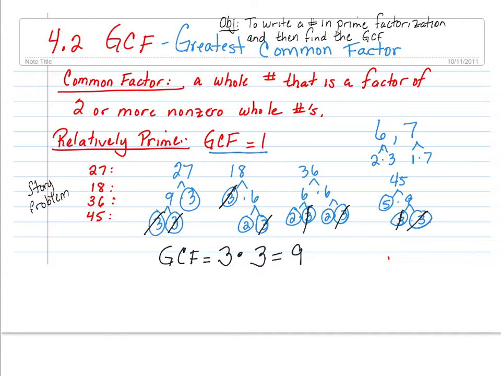Take 27 divided by 9 and you have 3 left over. Take 18 divided by 9, you have 36 divided by 9, 45 divided by 9. Do these four numbers share anything other than 1? So that's how you know you got the greatest common factor.